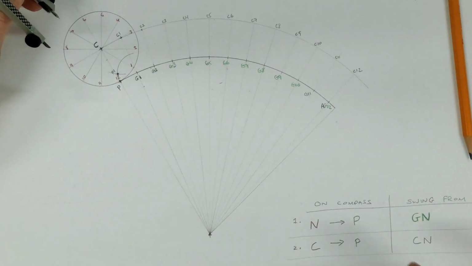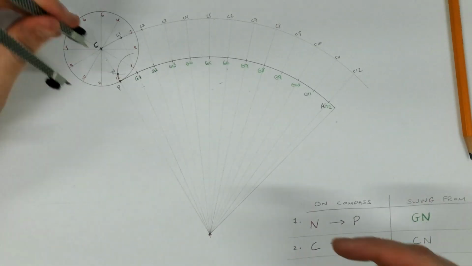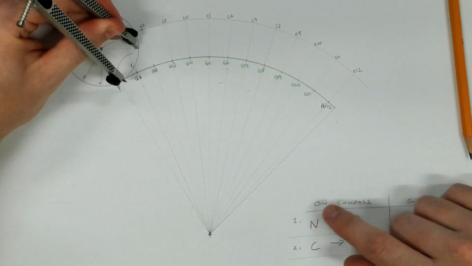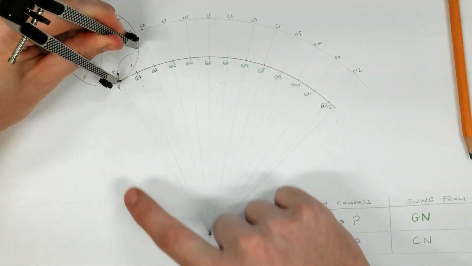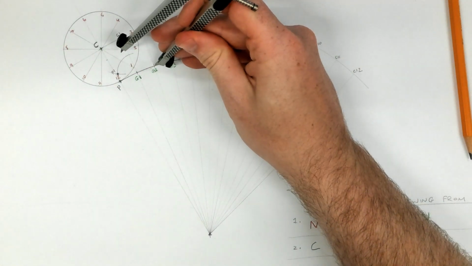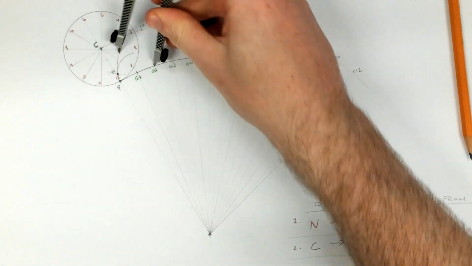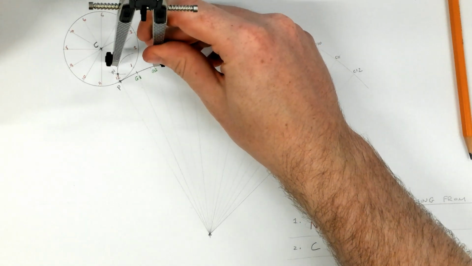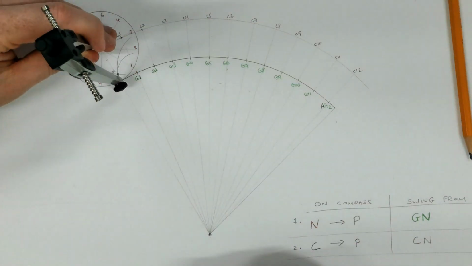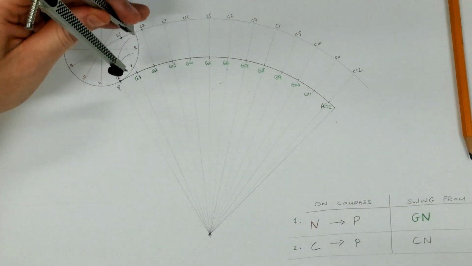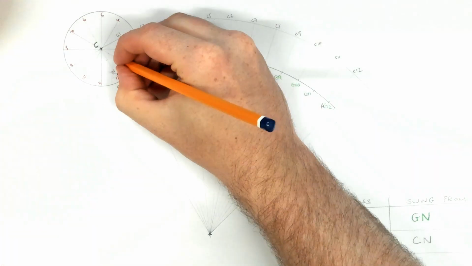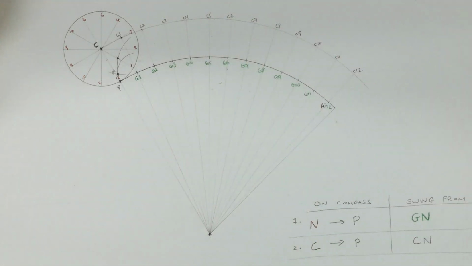What we do now is repeat the same process, but move to number 2. I take from number 2 on my circle to point P, which is still here. I take that distance and swing it from G2 this time. Now, there's going to be a lot of arcs here in a second, so I suggest you do them one at a time. Then take from C to P and swing it from C2. And there's that point.